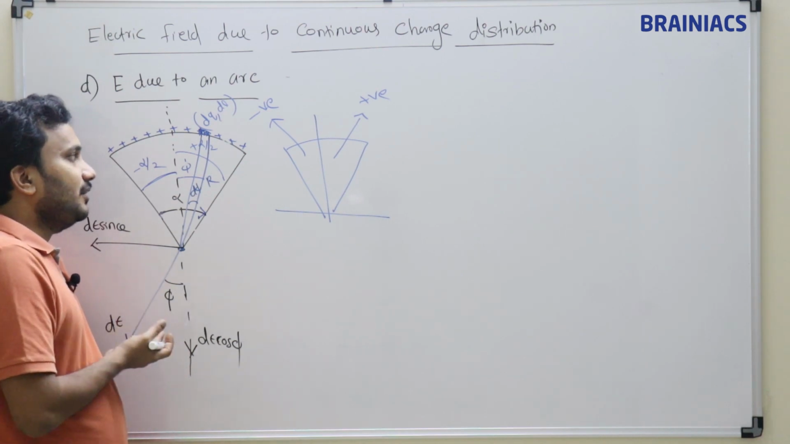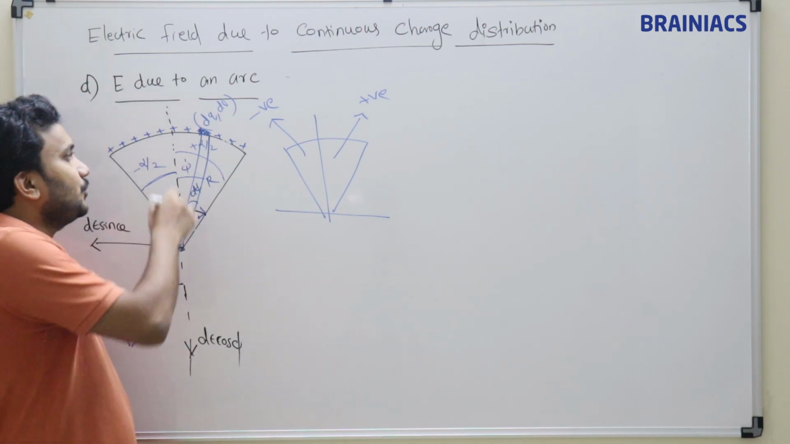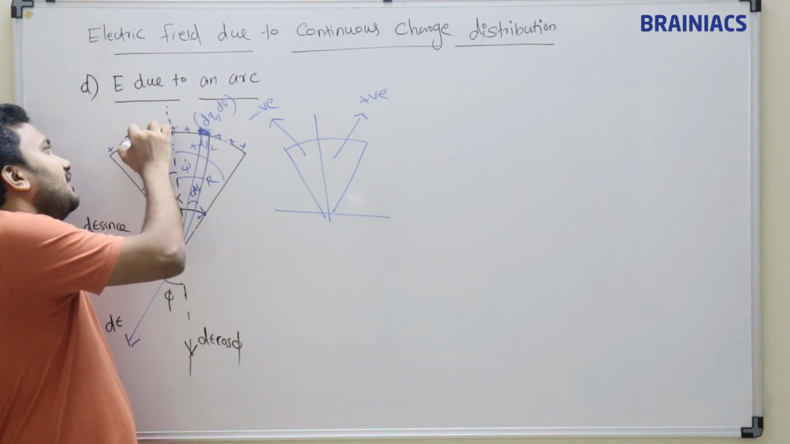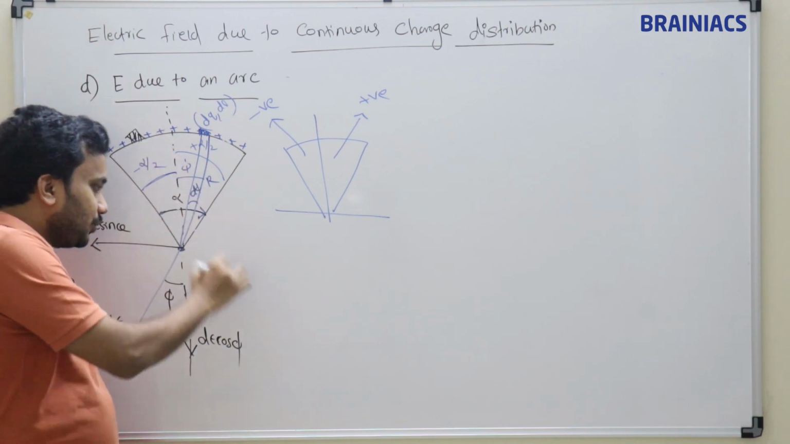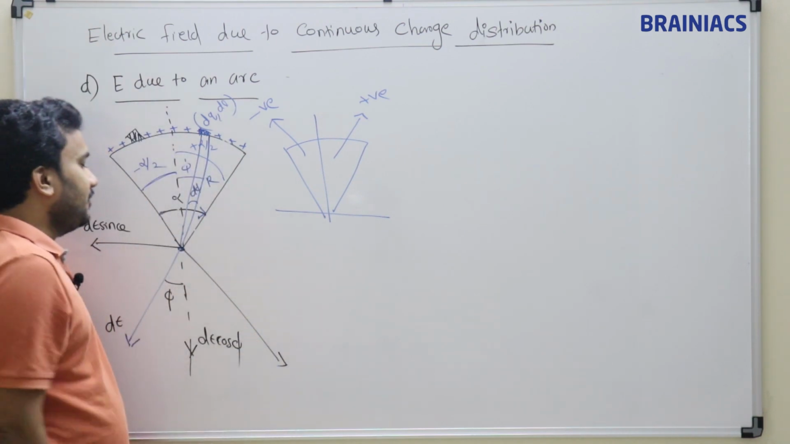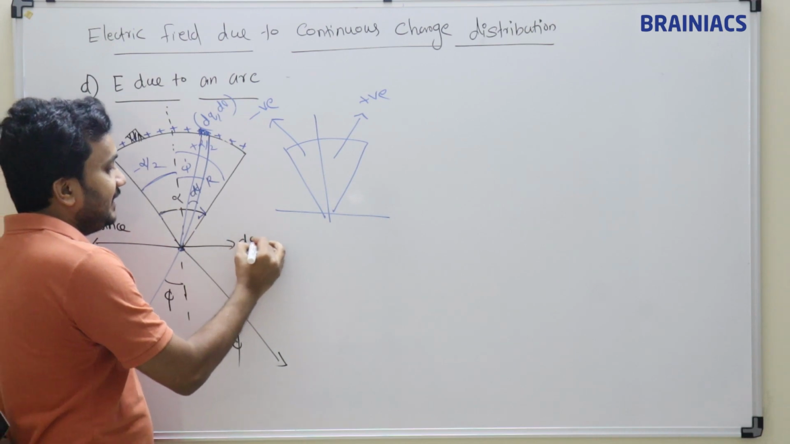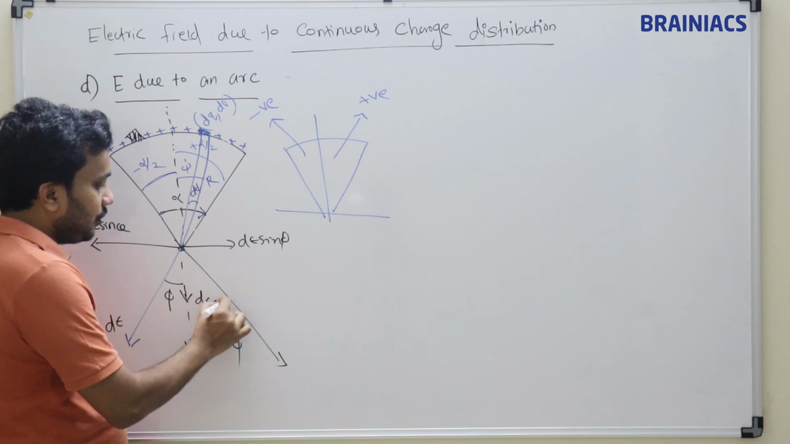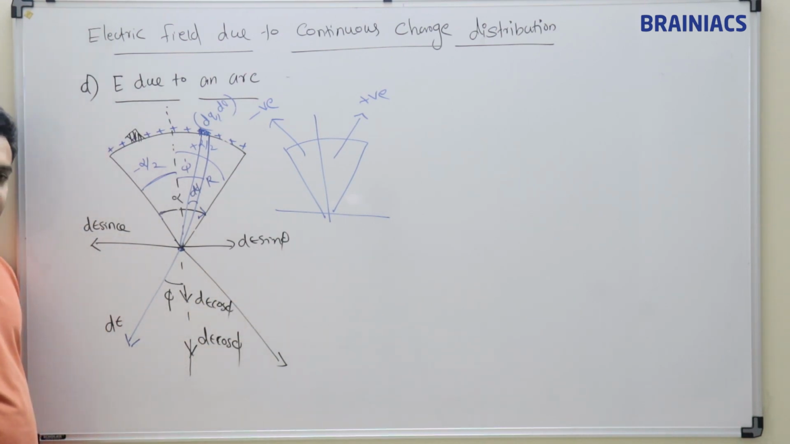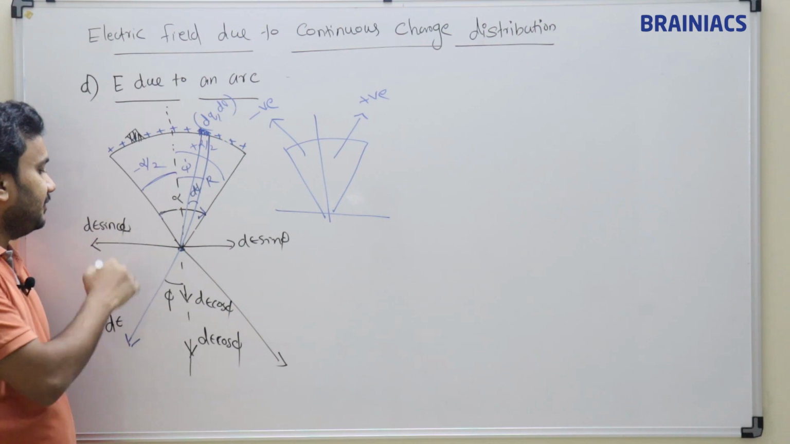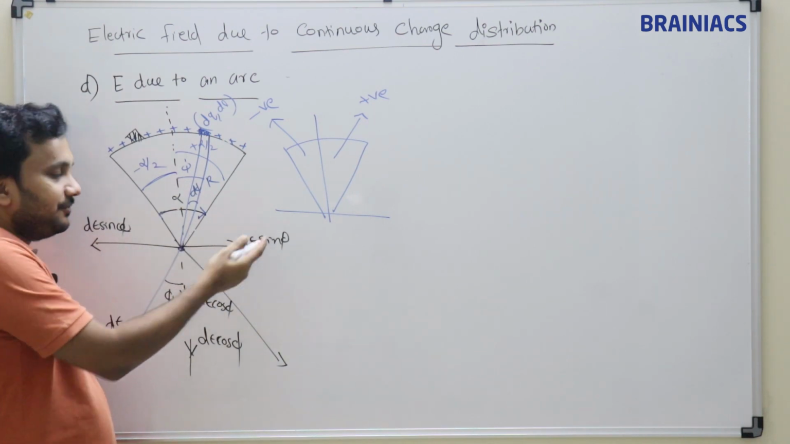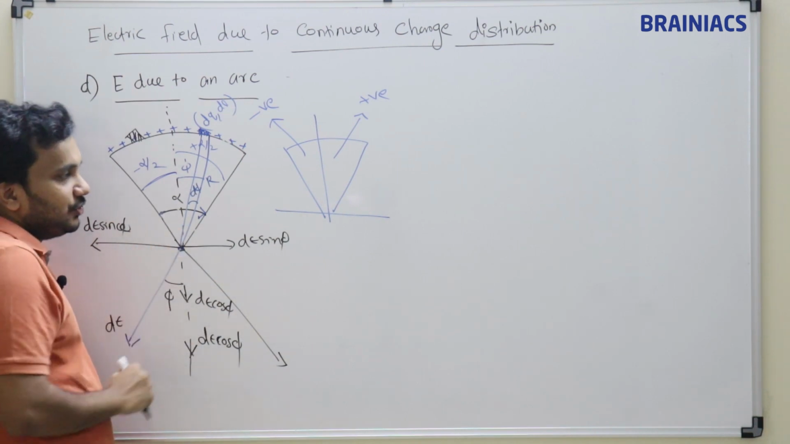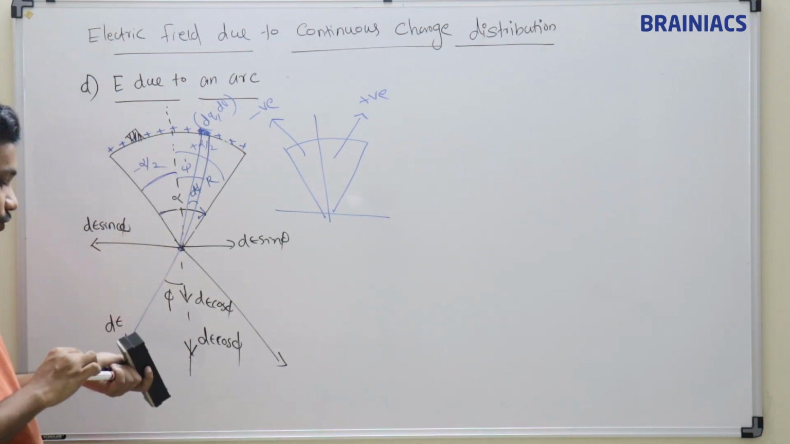This is a purely symmetrical structure. Similar to this dq, dl, I can consider another dq, dl here. It will also create an electric field like this, which will also produce a dE sin φ and a dE cos φ. As you know, the dE sin φ components get cancelled because they are in opposite directions, while the dE cos φ components are in the same direction, so they get added up. So we are going to move forward.